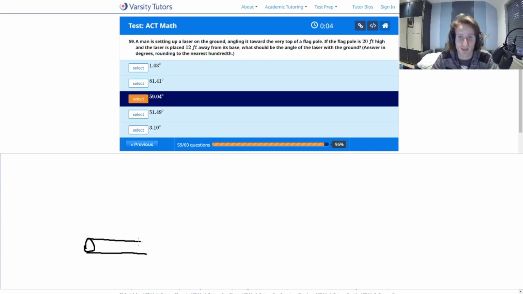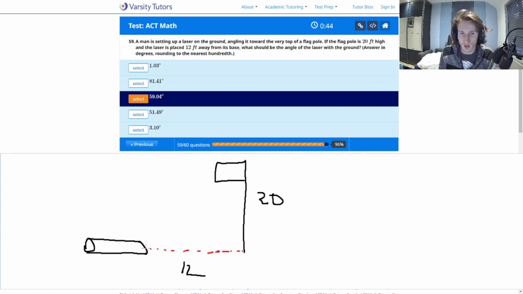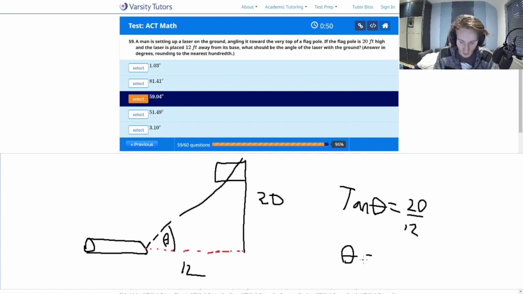So a man is setting up a laser, angling it against a flagpole 20 feet high, and the laser is placed 12 feet away from its base. What should the angle of the laser be when it hits the ground? So tan theta is opposite, 20, over adjacent. That's not one of the answers. Uh-oh. Because I wrote 13 instead of 12. Okay. So yeah, that's one of the answers.